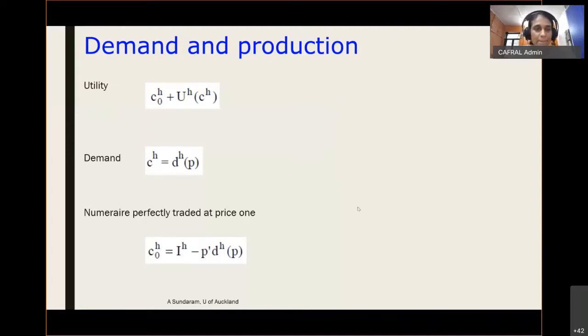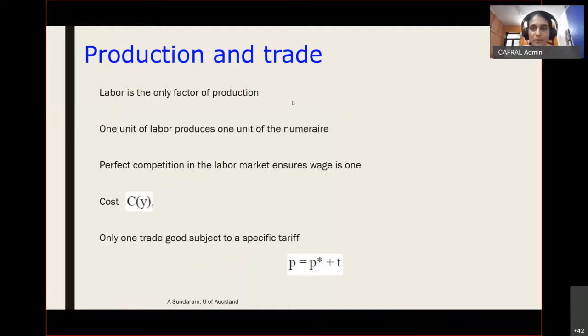Okay. Now, for production, we want to keep it really simple because our focus here is on the consumer. So for labor, we're going to say that labor is the only factor of production. There's no capital, and 1 unit of labor will produce 1 unit of the numeraire good, C naught. Now, the important assumption here is we're going to start with perfect competition in the labor market. So the labor market is perfectly competitive, which means that the wage is going to be equal to 1. We have a cost function, which we're going to call C of Y. So C of Y is the cost function on the production side.